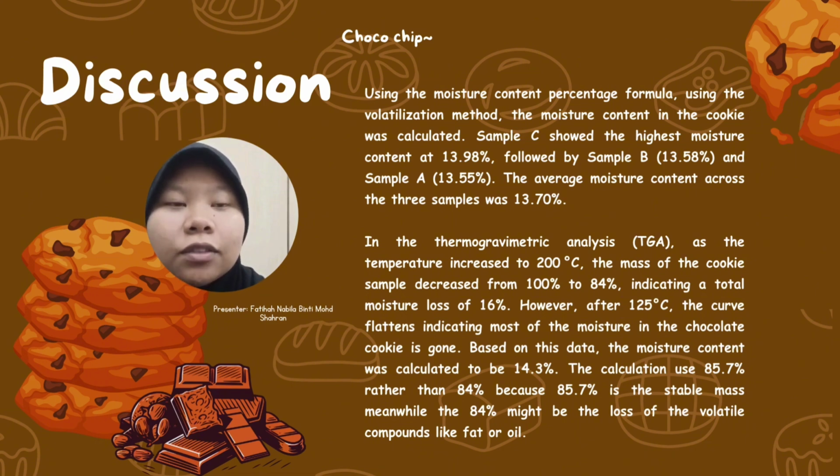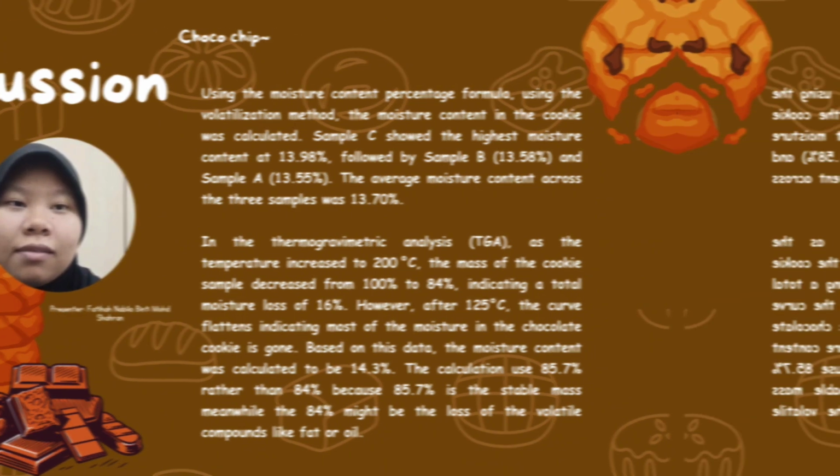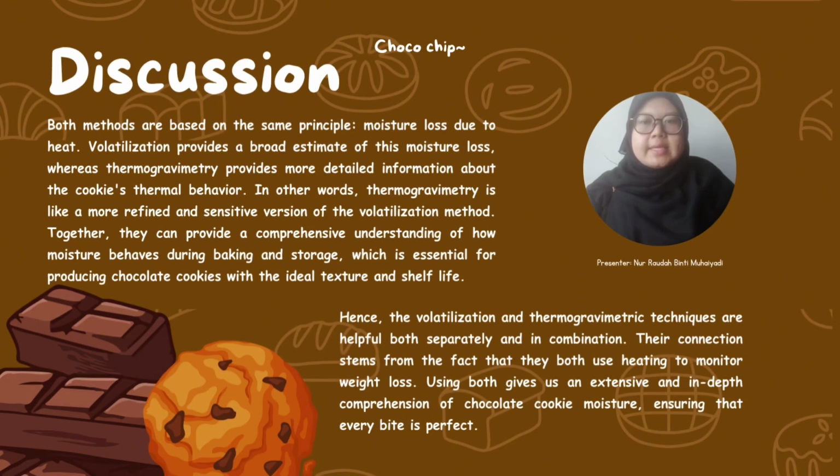The calculation used 85.7% rather than 84% because 85.7% is the stable mass. Meanwhile, the 84% might include the loss of volatile compounds like fats or oil. In this case, we can say that both methods are based on the same principle, moisture loss due to heat. Volatilization provides a broad estimate of this moisture loss, whereas thermogravimetry provides more detailed information about the cookie's thermal behavior. In other words, thermogravimetry is like a more refined and sensitive version of the volatilization method.